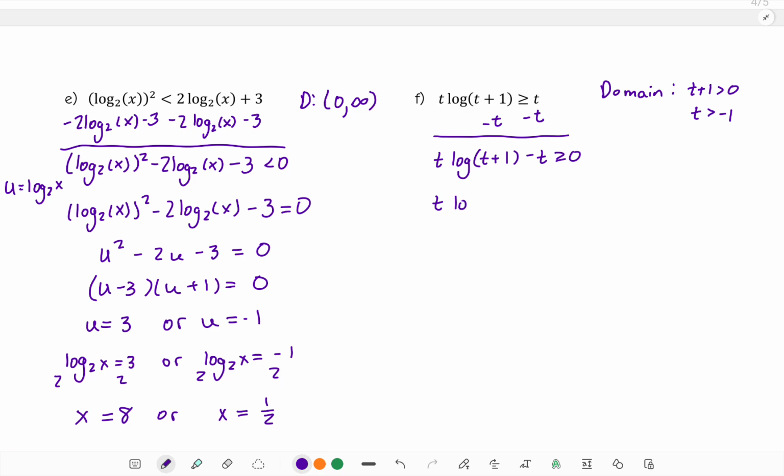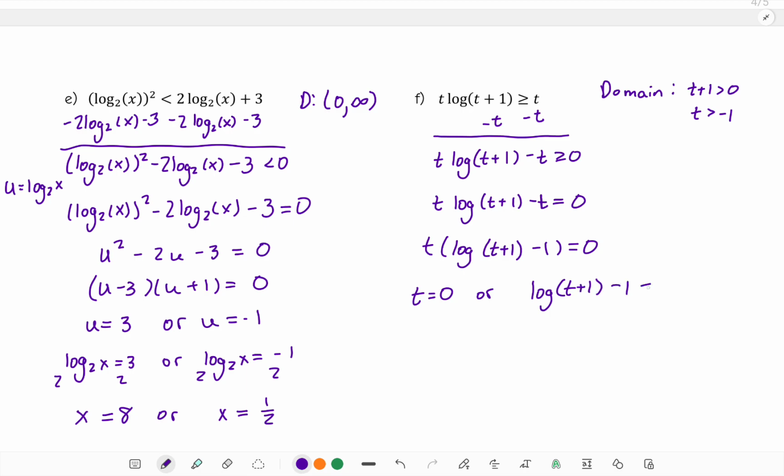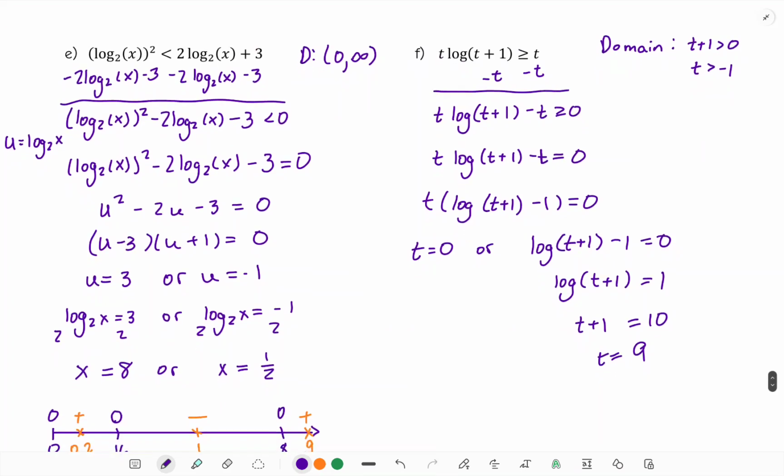Then we need to solve for when it equals 0, which we can factor a t out. Then we get t times log of t plus 1 minus 1 equals 0. So we get t equals 0, or log of t plus 1 minus 1 equals 0. Add the 1 to both sides. 10 it up on both sides. Subtract 1 from both sides, so we get 9.